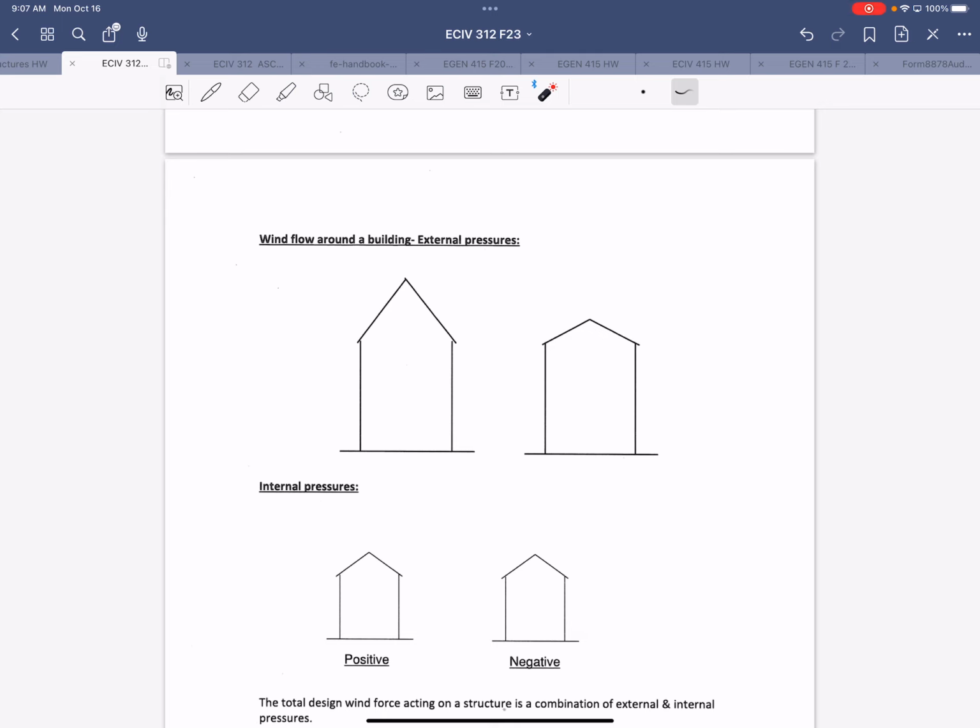All right, so first we'll stick with external pressures for a minute. And we want to make sure to remember that these pressures, whether they are external or internal, will always be acting perpendicular to the surface. All right, so they are always going to be transverse loads with respect to the surface.